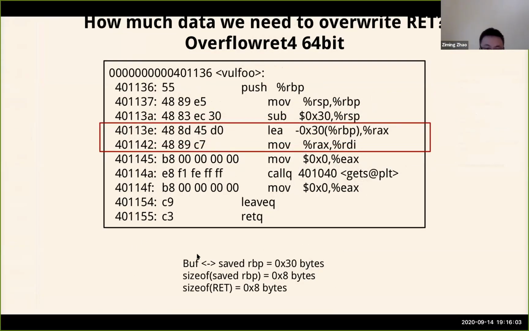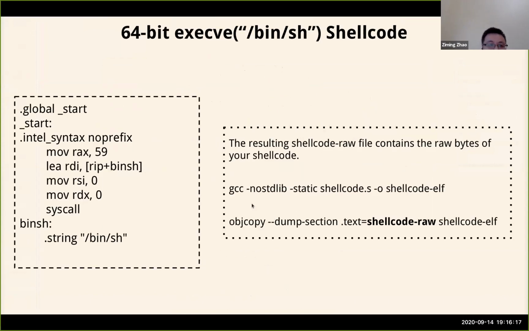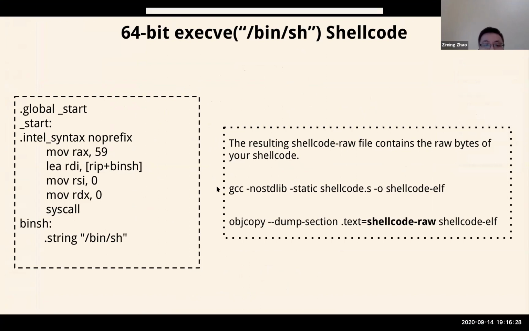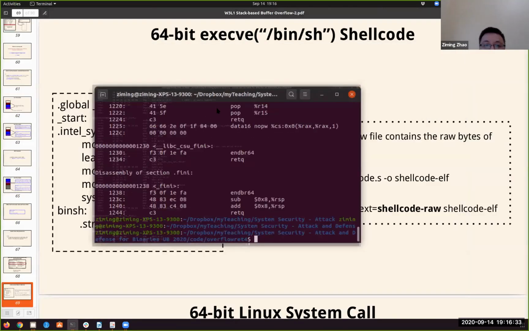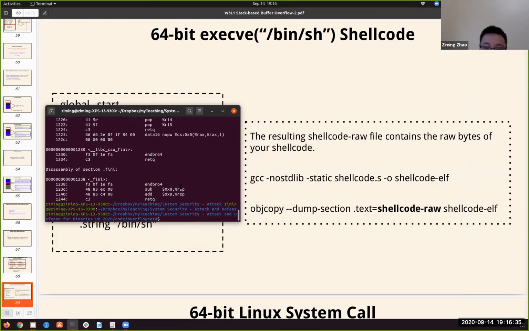The distance between buffer and the saved RBP is 48 bytes. The size of saved RBP is 8 bytes. The size of the return address is 8 bytes. Then this is the 64-bit version of shellcode we're going to use. I tried to download some, but it's not working, so I decided to use this one. We will compile the shellcode by ourselves, and this is the command we're going to use.